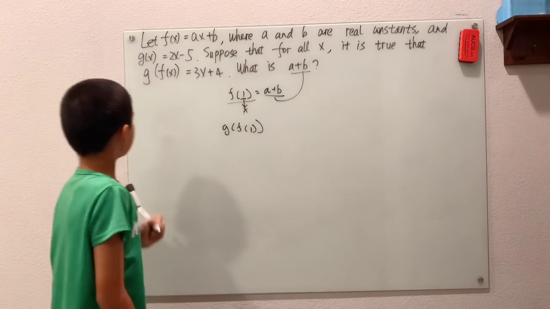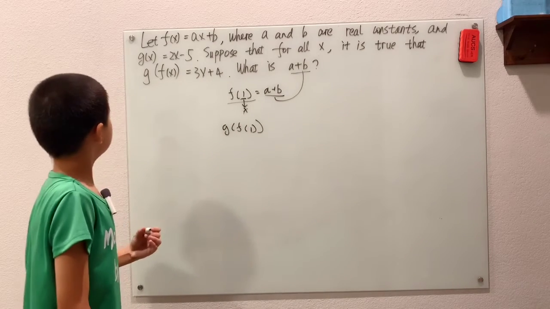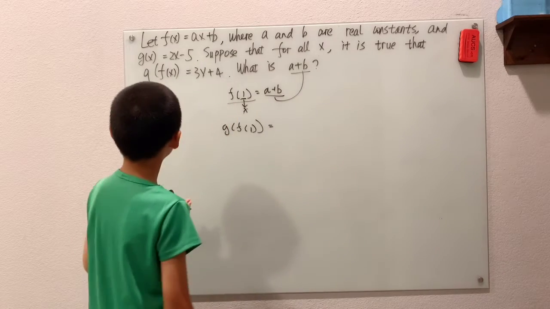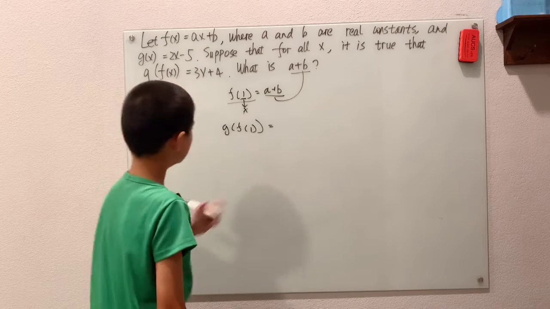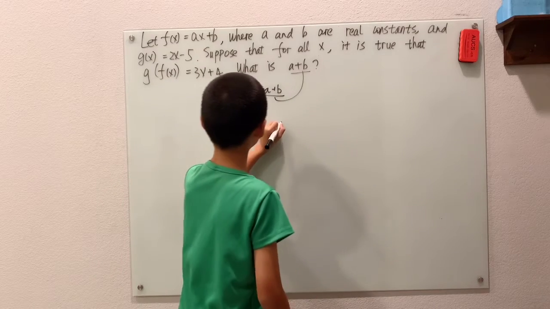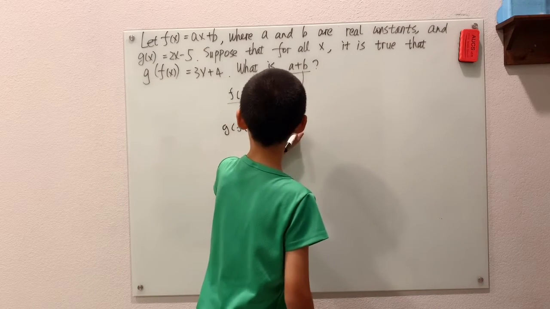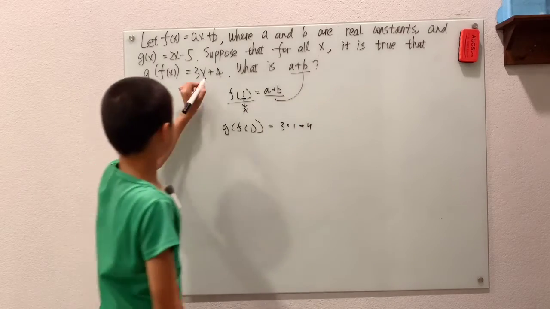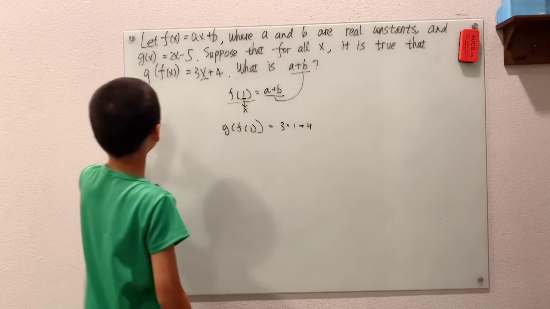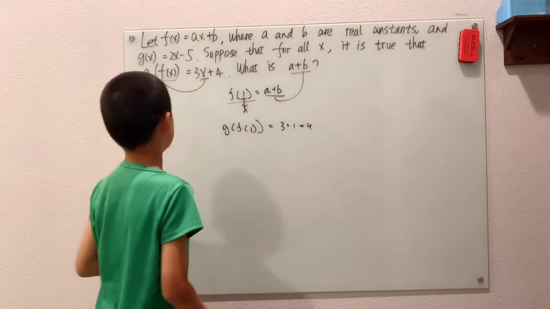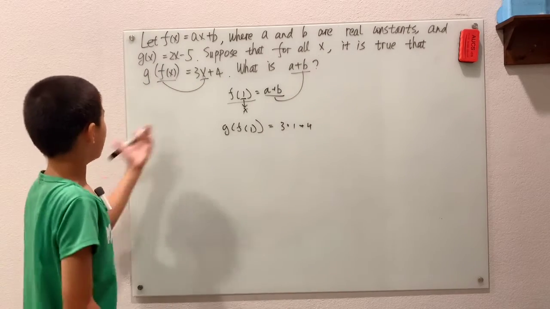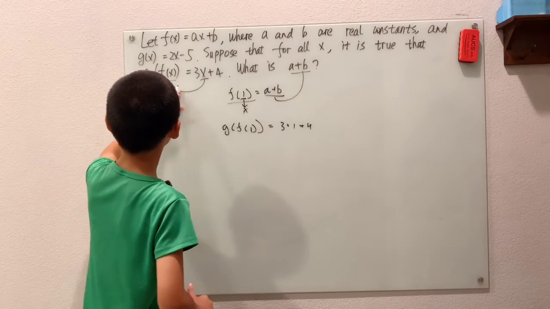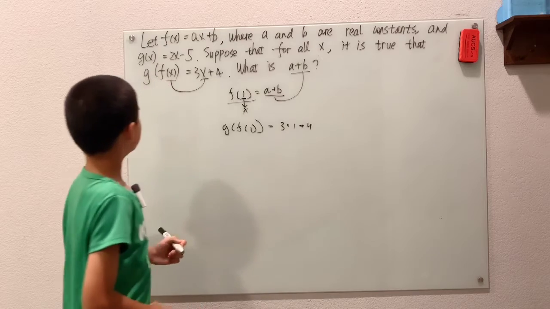Now, g of f of x, that's in the form 3x plus 4, and the x that we have in there. Also the thing that you have to be careful about here is what specific x are they specifying? Because is it this whole thing, f of x, that's the x that they're talking about, or is it just the variable x?